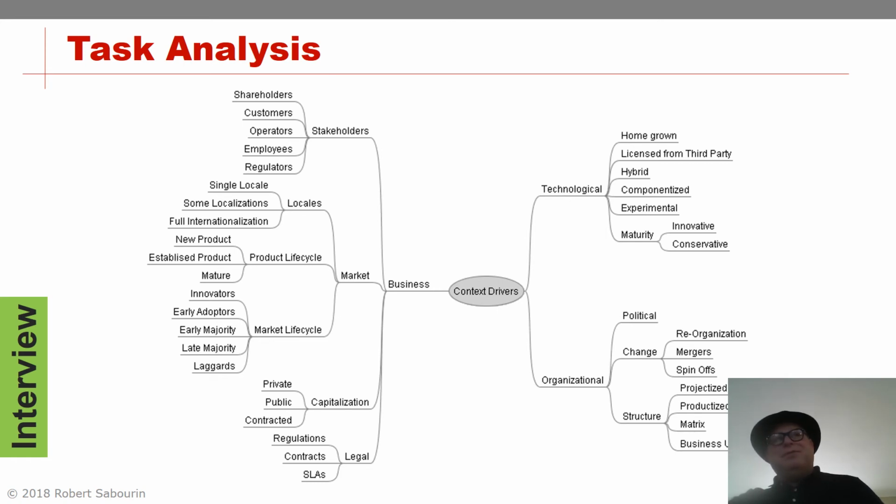This is just a nice example of a mind map of context drivers. If you look at business contract drivers, well, who were the main stakeholders? What was the market that we were selling into? How were we funded? Legally, how were we organized? Did we have any legal obligations, regulators, service level agreements? What technologies were we using? Were we making our own technology? Were we licensing technology?